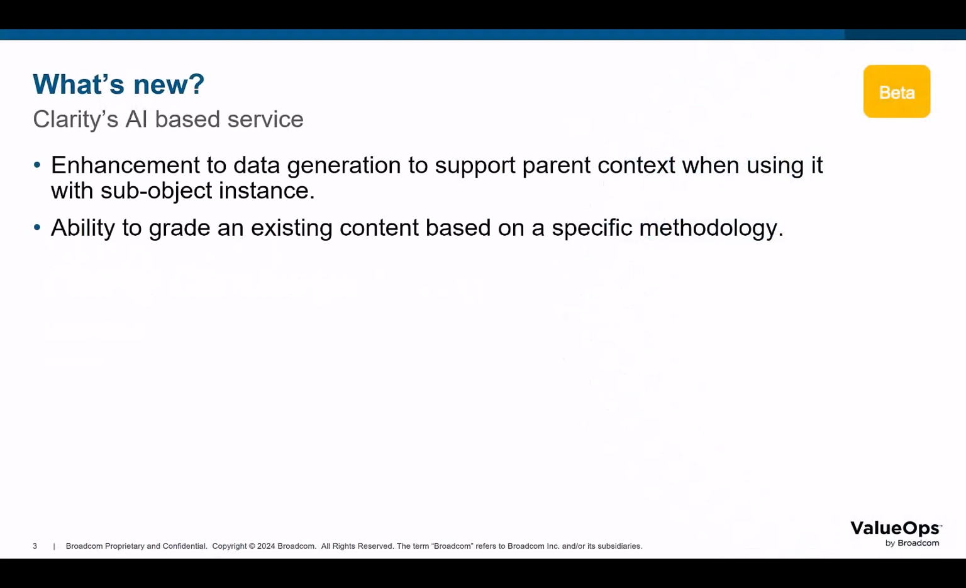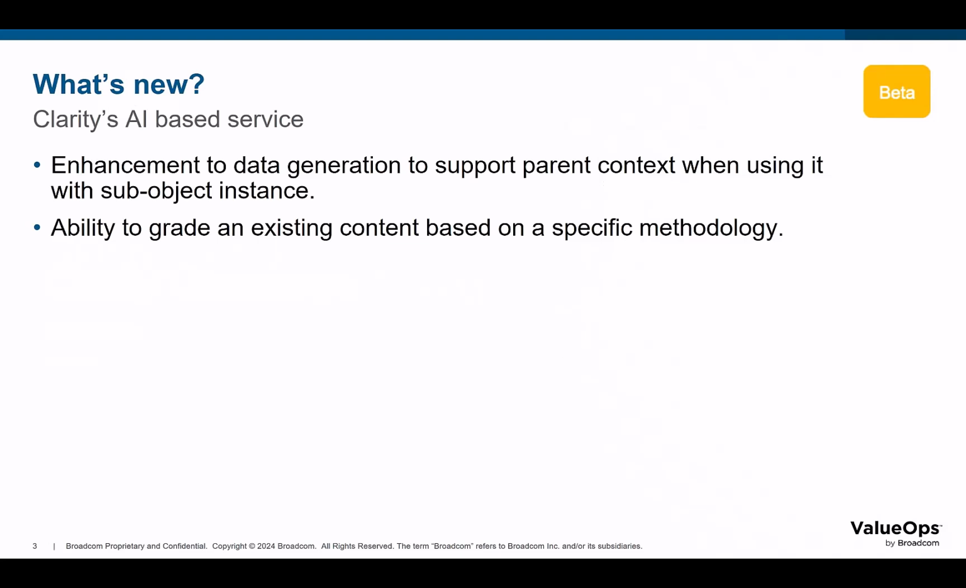As part of this release, we are enhancing the existing Clarity Concierge capability and also introducing a new one. In the previous release of Clarity, which is 16.2.2, we had provided the capability to generate text within any data field within Clarity itself. As part of this release, we are enhancing that data generation to now support parent context information when trying to generate the text for a sub-object instance.